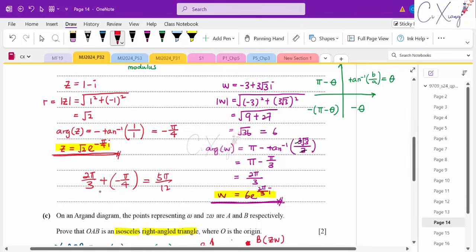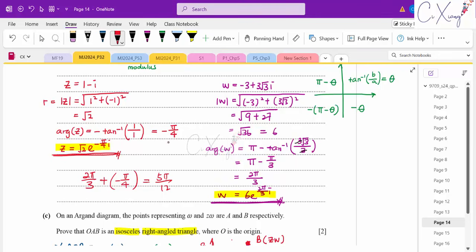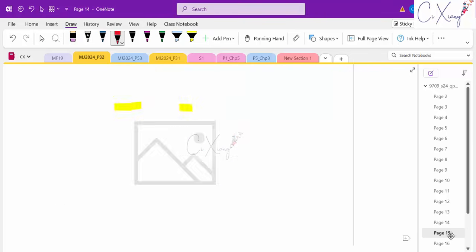So basically you can see that it is 5 pi over 12. Right? So that's why they already hint very clearly where you have to use your result in part B. Therefore, you come back to part B and have a look for all the respective results here. We can use the argument for Z and also the argument of W. You can see here that 5 pi over 12 is equal to these two arguments added together. Okay, remember this.